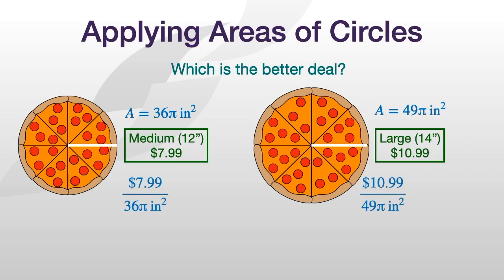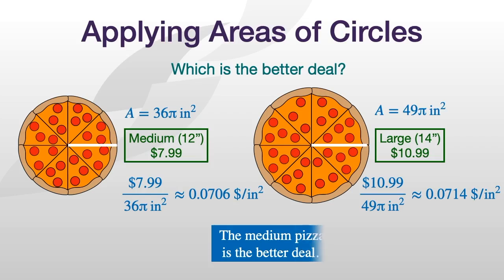Another way we could have compared the pizza deals is to compare the cost per square inch. The cost per square inch of the medium pizza is less, so the medium pizza is the better deal.